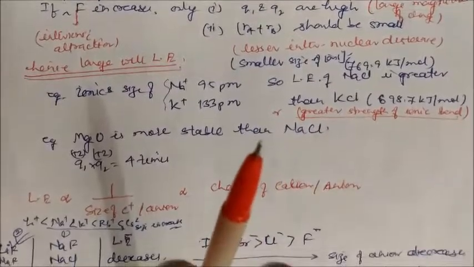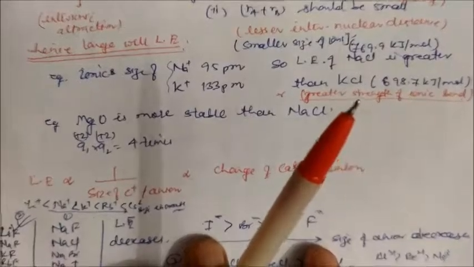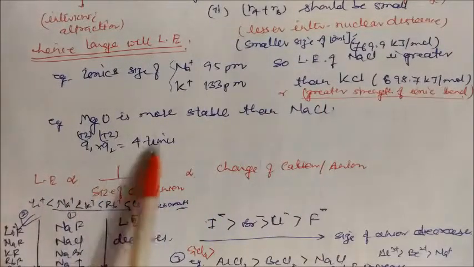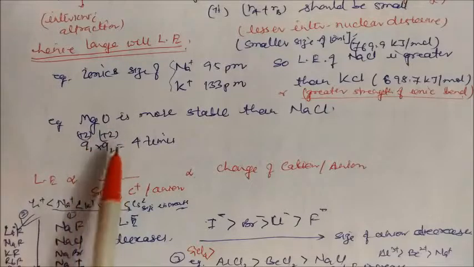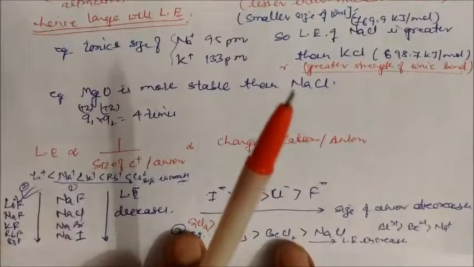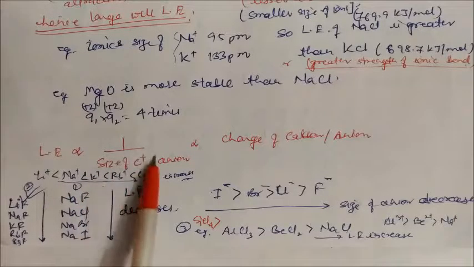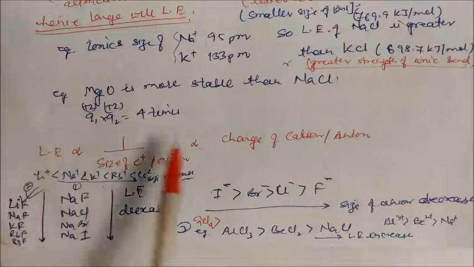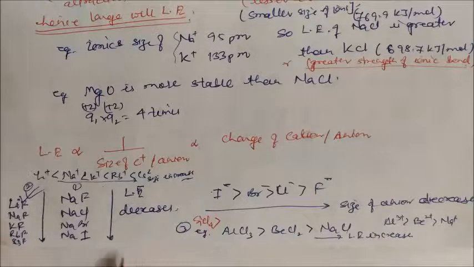Similarly, magnesium oxide is more stable than sodium chloride. Why? Because Q1 times Q2 is 4 times. Magnesium is 2 plus and oxide is 2 minus. So 2 into 2 becomes 4 times. So we can say lattice energy is inversely proportional to the size of the cation or anion, or directly proportional to the product of the charges of the cations or anions.